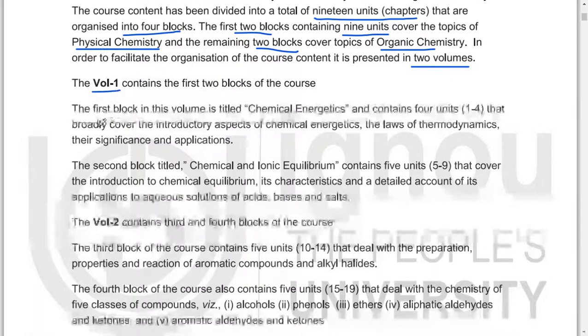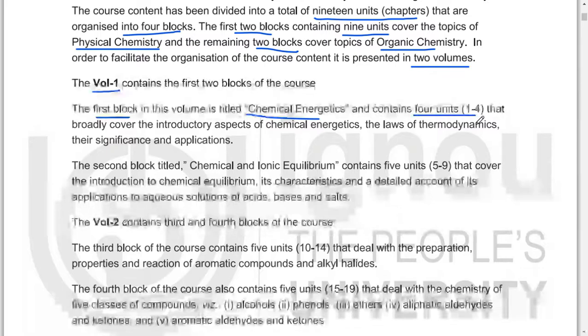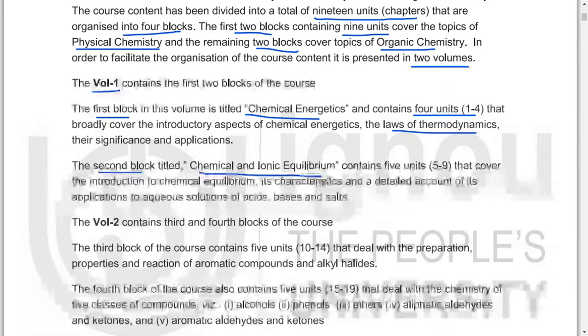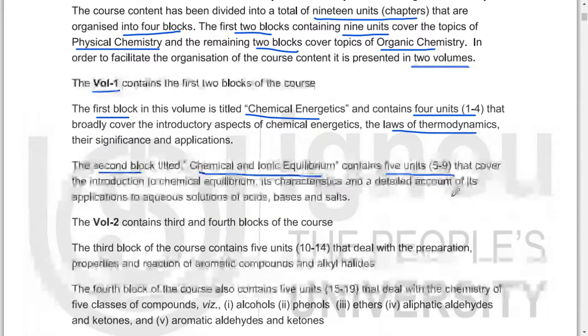The first block in the volume is titled Chemical Energetics and contains 4 units, 1 to 4, that broadly cover the introductory aspect of chemical energetics, the laws of thermodynamics, their significance and applications. The second block titled Chemical and Ionic Equilibrium contains 5 units, 5 to 9, that cover the introduction to chemical equilibrium, its characteristics and detailed account of its application to aqueous solution of acids, bases and salt.